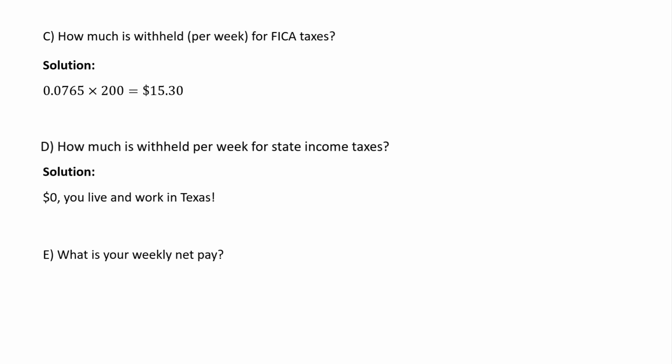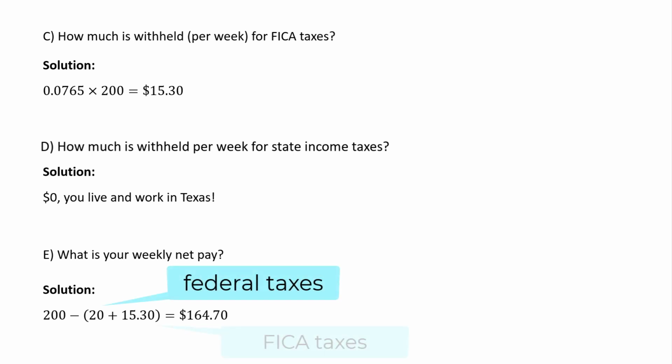Part E. What is your weekly net pay? That's how much do you bring home? Well, you got $200 of your gross income minus your federal taxes and your FICA taxes, so you bring home $164.70.